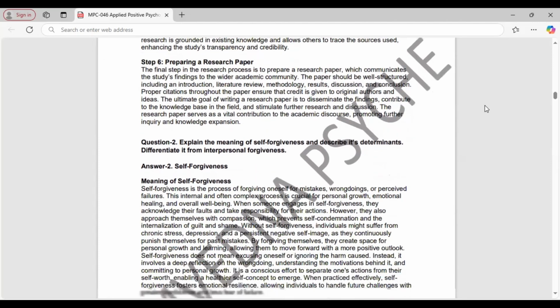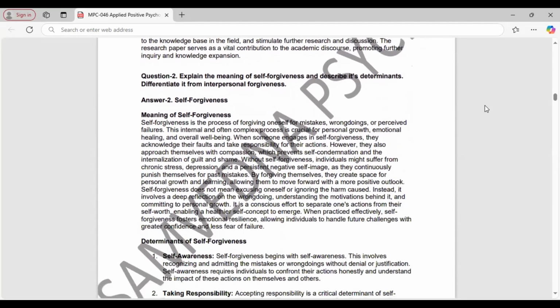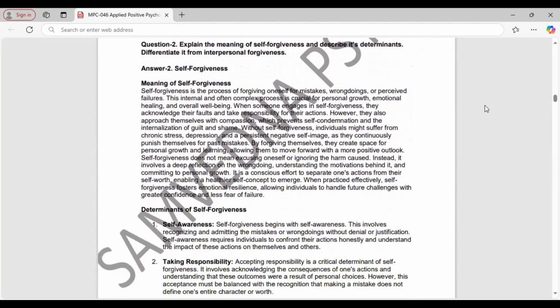Question 2. Explain the meaning of self-forgiveness and describe its determinants. Differentiate it from interpersonal forgiveness. Self-forgiveness refers to the process of forgiving oneself for past mistakes, wrongdoings, or perceived failures. It is essential for emotional healing and personal growth as it prevents the internalization of guilt and shame. The process involves acknowledging faults, taking responsibility for actions, and showing compassion towards oneself.